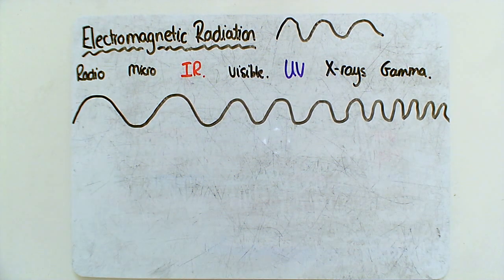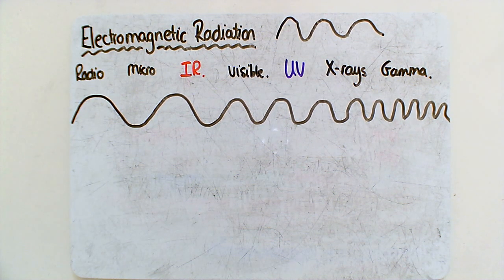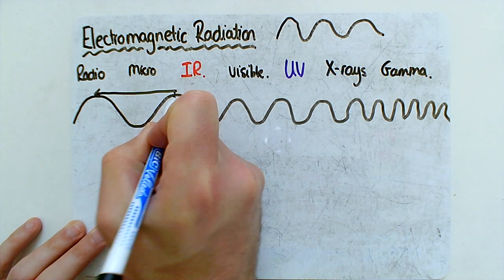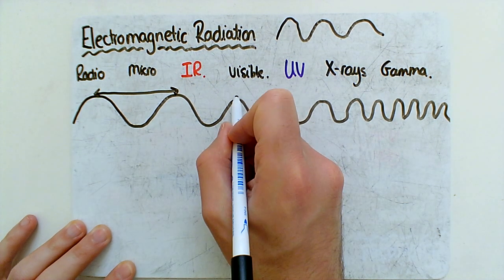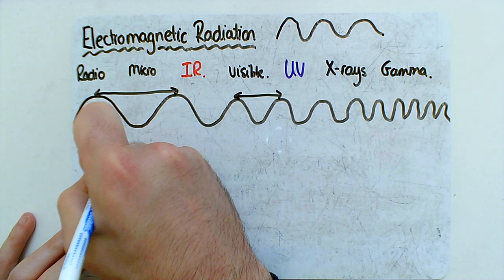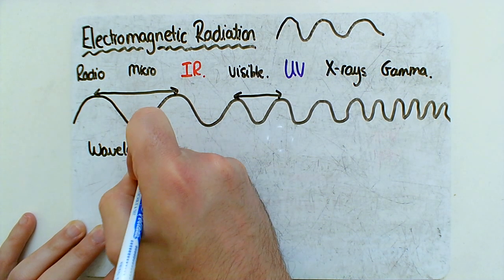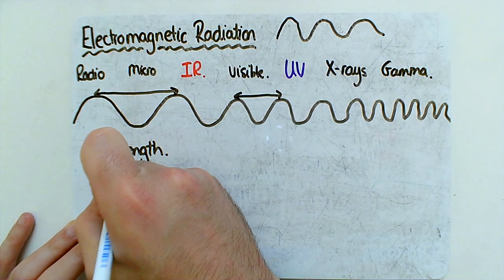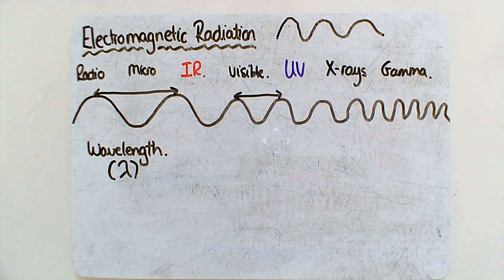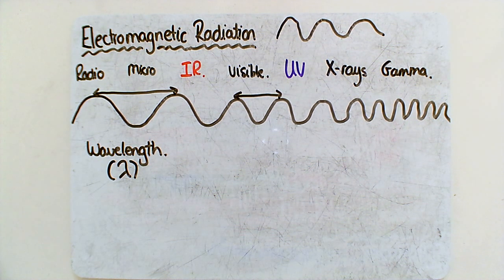So if we start here, they should all be the same height, but what we notice is that the wavelength, which is the distance from one wave, so between here and here, or here and here, that is the wavelength. The wavelength has a symbol. The symbol is that. Now, that is the lambda. So it's a Greek letter, lambda, for wavelength.